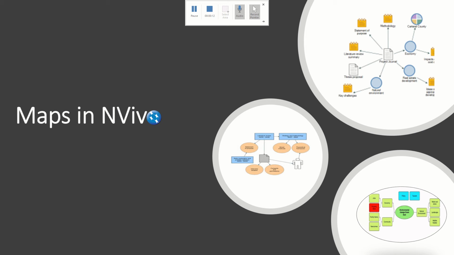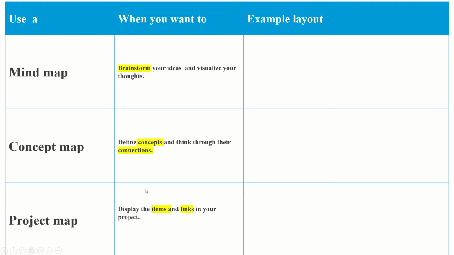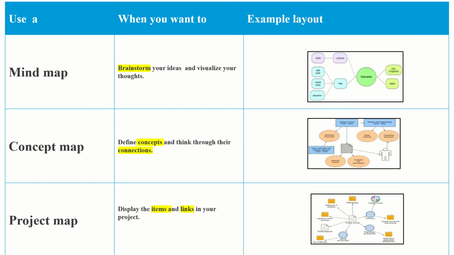First of all, I would like to make a distinction between the three main types of maps that NVivo gives us. The first one is a mind map. The mind map is a way to write down or make shapes that reflect our thoughts, like we are brainstorming. A concept map is more about brainstorming and adding some objects of the project. We can add cases, codes, or interviews.